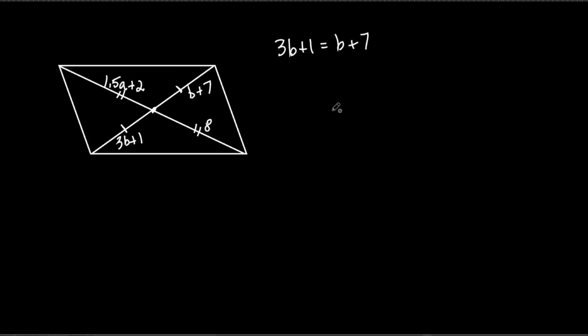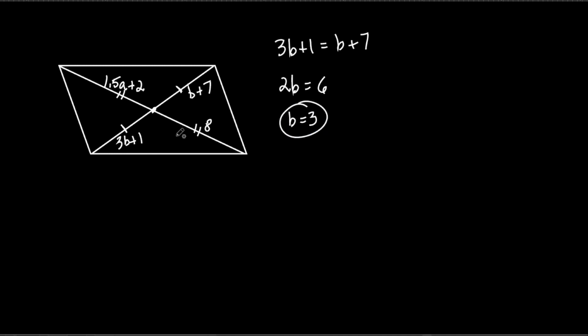Now it's starting to look like what we did on the last problem, right? Let's do it. Subtract 1b from both sides. That's 2b. Subtract a 1 from both sides. That's a 6. Divide both sides by 2. B is 3. You can almost do that in your sleep nowadays, right? You should be able to. Okay, so that's one of our answers.